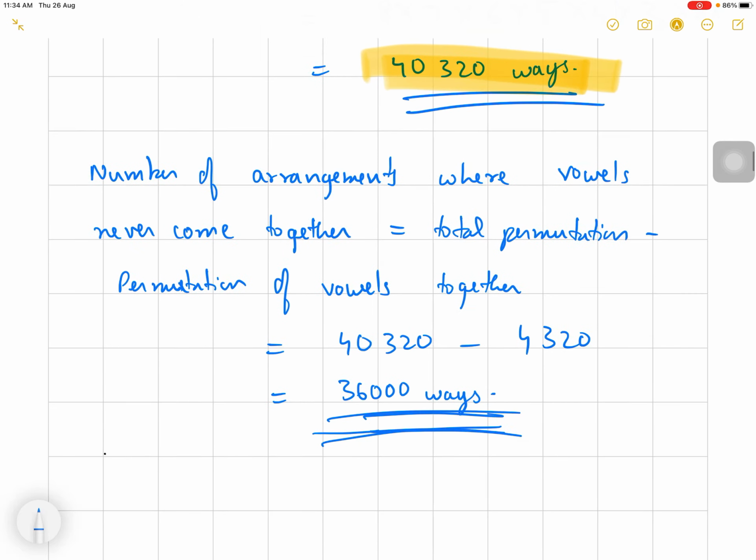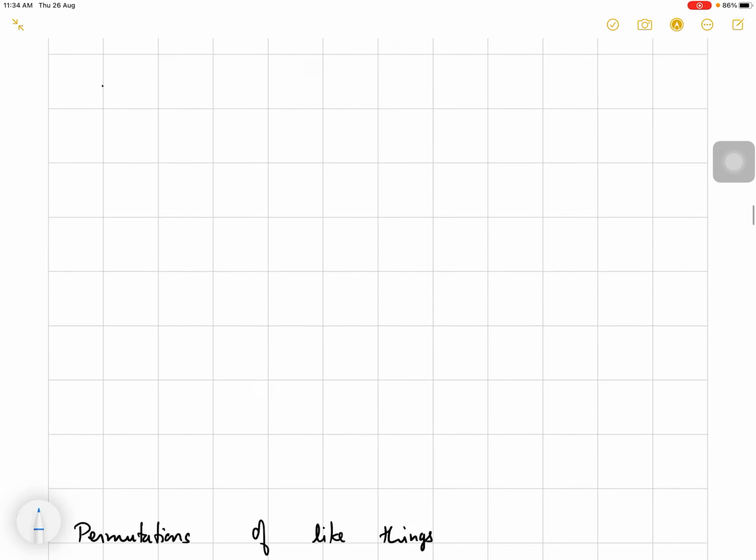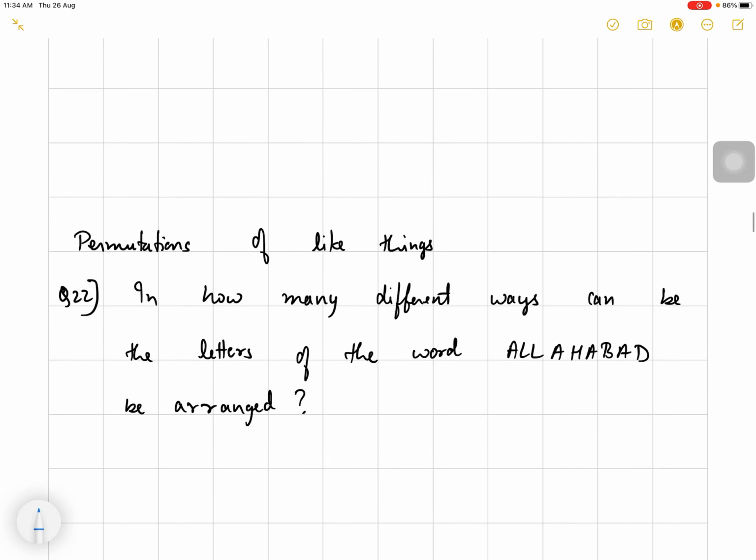Okay, I believe everybody has understood. So the next part of the word problem is permutation of like things, where the letters are repeated. Okay, this I will teach in the next class.